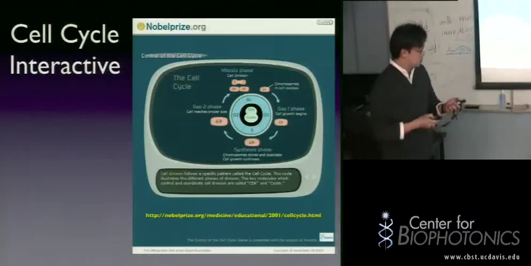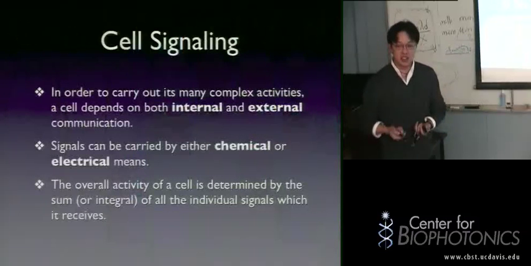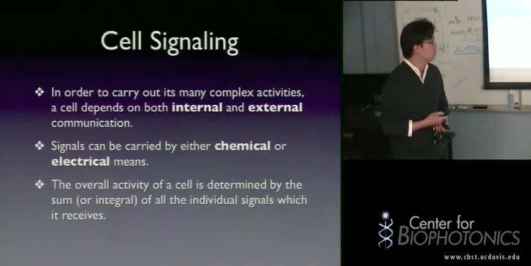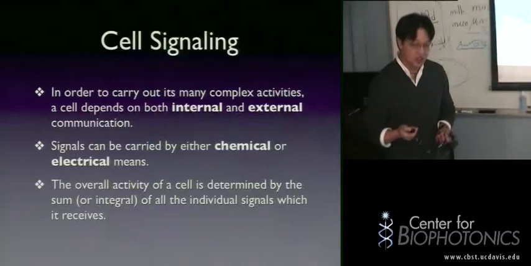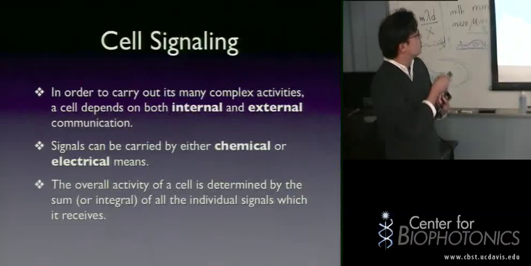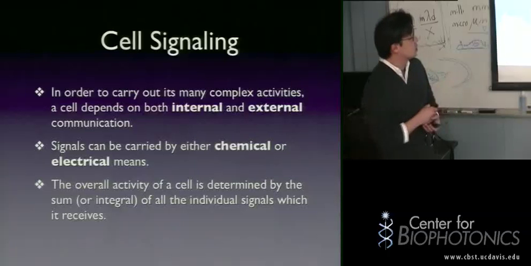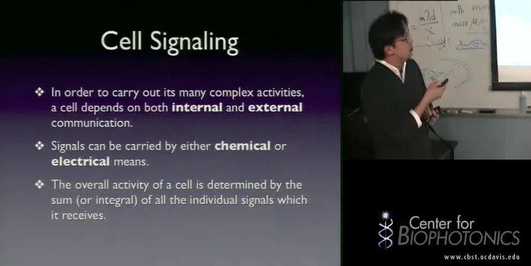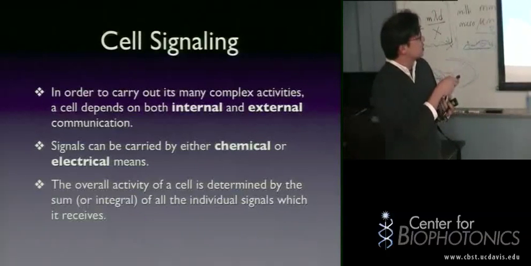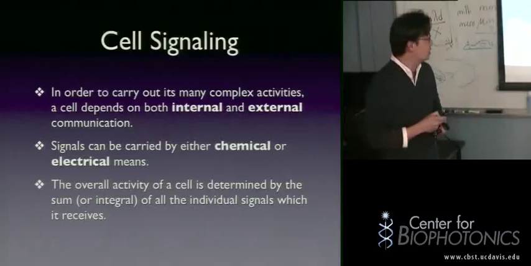Right? Once you've appreciated that, you'll appreciate that cell signaling becomes an important process that is required. And so cell signaling is the process of combining both internal and external communication in order to carry out many complex activities.